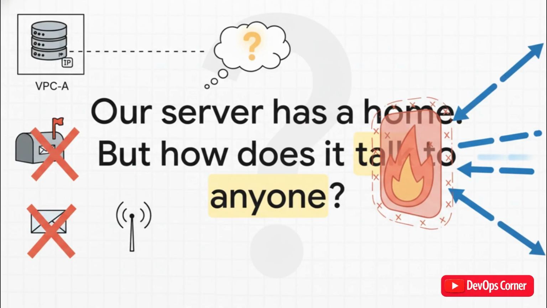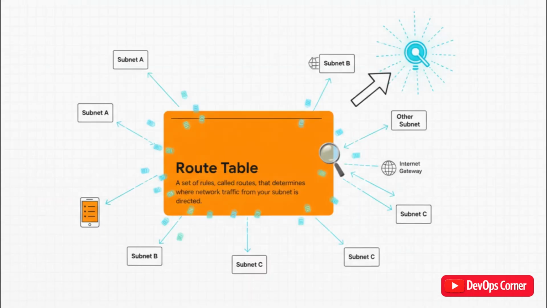Okay, so our server has a house in a neighborhood. It has an address. Great. But it's totally isolated. It's like living on an island with no bridges or boats. It can't talk to anyone. It can't get any messages. So how on earth does it actually communicate? And that brings us to the next piece of the puzzle, the route table.